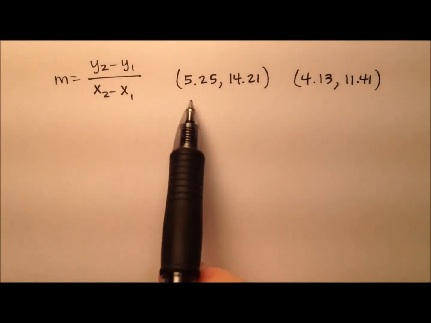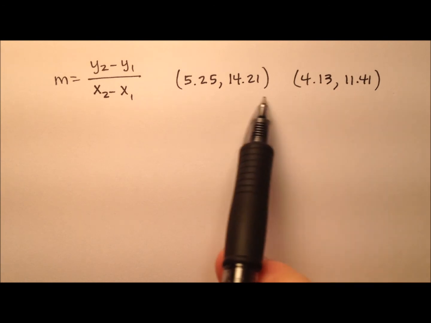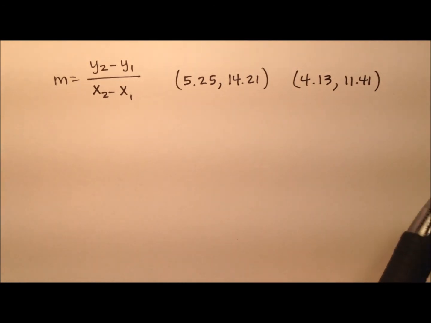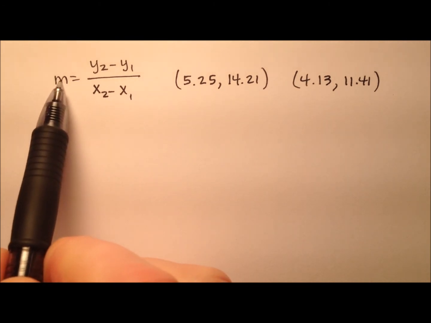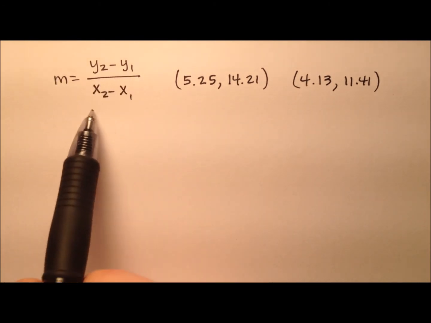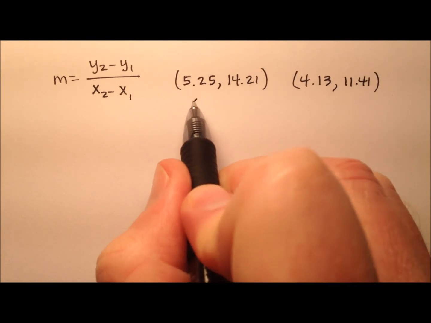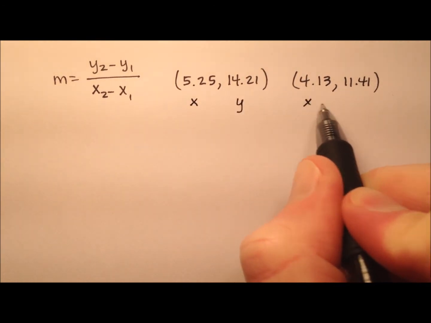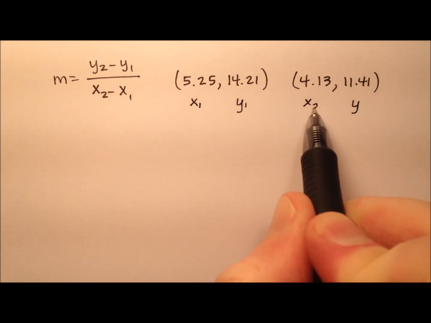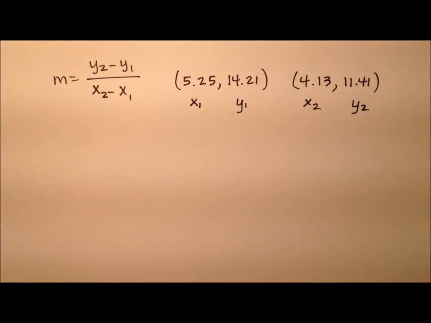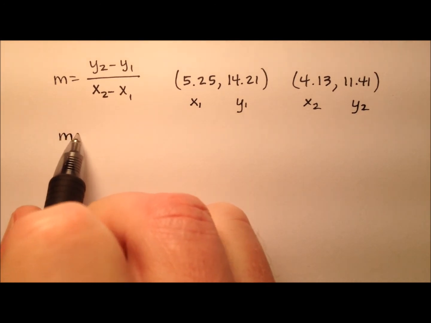In this example, you'll notice our ordered pairs actually have decimals this time. Okay, so we're kind of just hitting all of our bases. So here's our slope formula again. M, which represents the slope, is y2 minus y1 over x2 minus x1. So let's go ahead and give all of our designations here. So we have our x and y coordinates, and we have our first ordered pair and our second ordered pair. Okay, so let's go ahead and plug everything in.